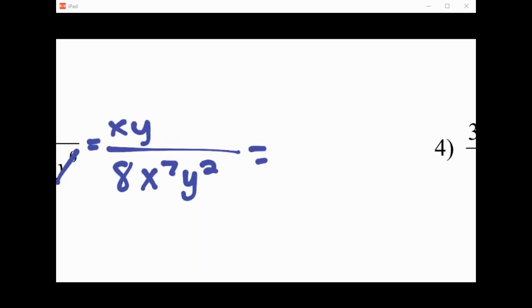So now that I've got just one of each on each level, now I can subtract. So the 8 is the only number, so it stays where it is. There's more x's on bottom, so I'm going to put my x on the bottom, and if I subtract, I have 6 left. And there's more y's on the bottom, so I'll put that on bottom, and if I subtract, there's 1 left. And then, like I said, if you end up with a fraction and nothing on top, just put a 1 up there.